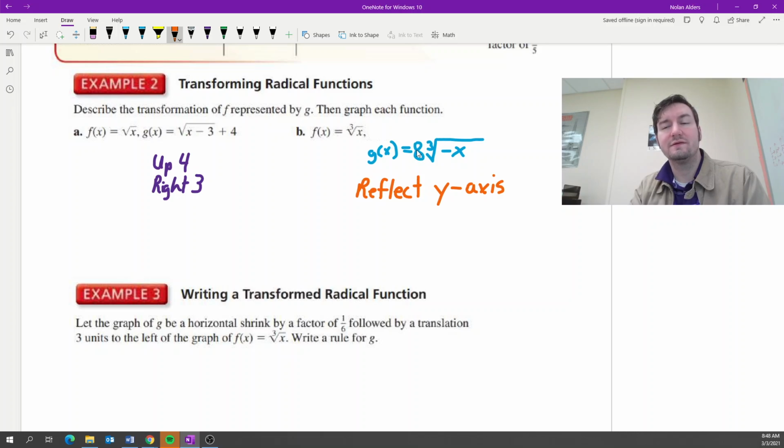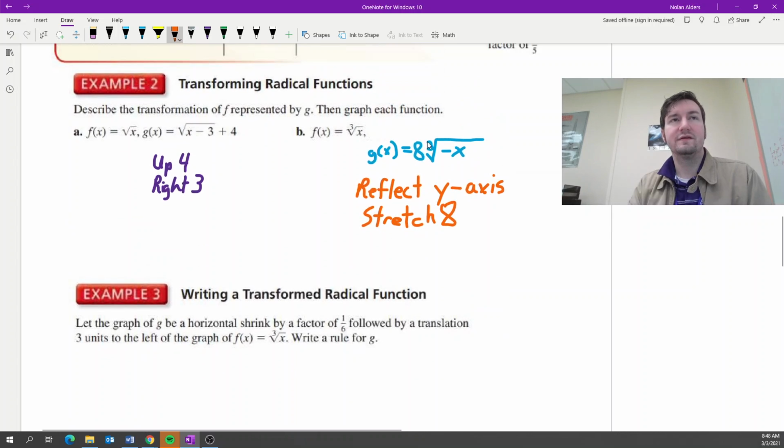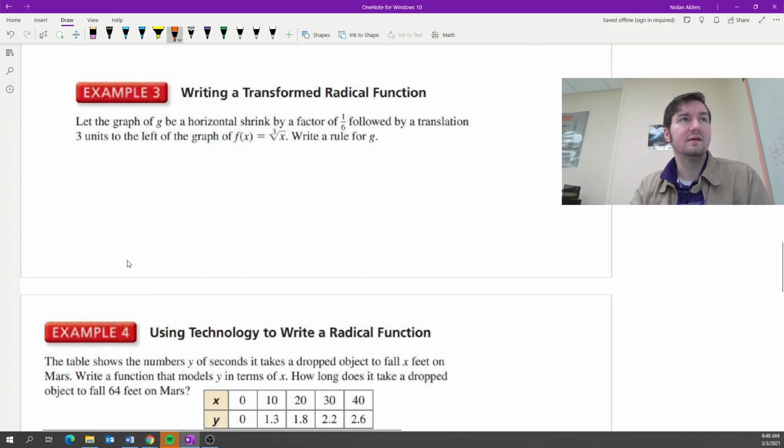And then we have an 8 out front. The 8 out front means that we are going to be stretching by a factor of 8. Ooh, it's so difficult to write with a mouse. We are stretching by a factor of 8 since we got that 8 out front. If it was a fraction, then it would be a shrink. So if it was a number between 0 and 1, it'd be a shrink.